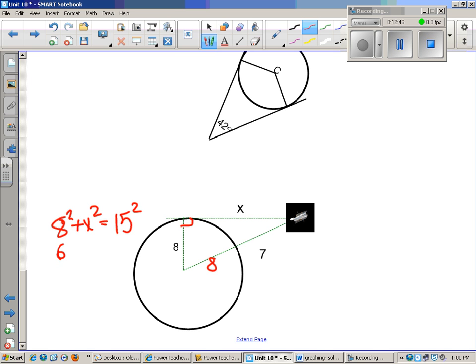So I do 64 plus x squared equals 225. I subtract 64, and that gives me x squared equals 161. And then how do I solve it? Square root, good. This would be one of those times when you need a calculator. What's the square root of 161? Round it correctly? Good. 12.69. So x would be 12.69.